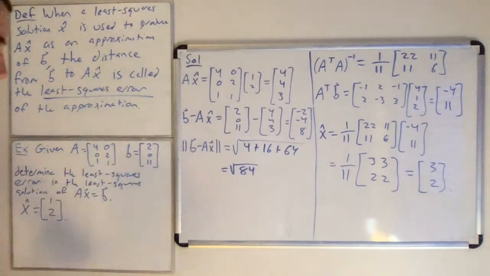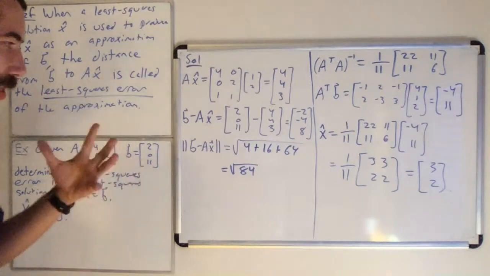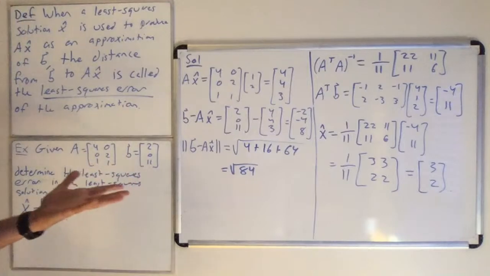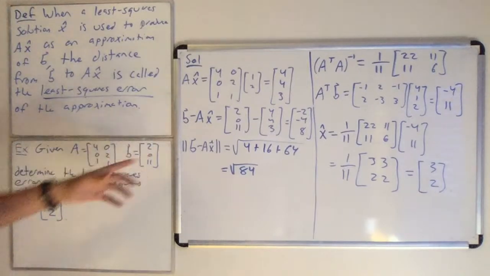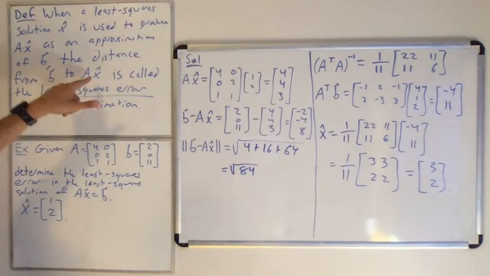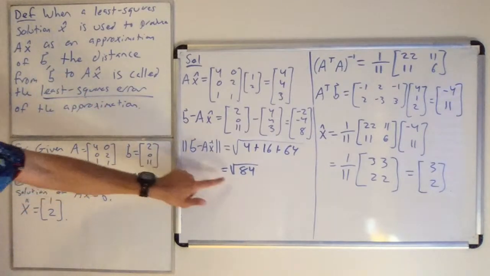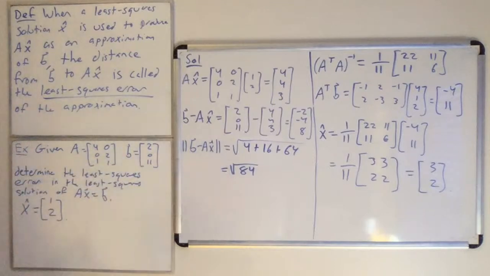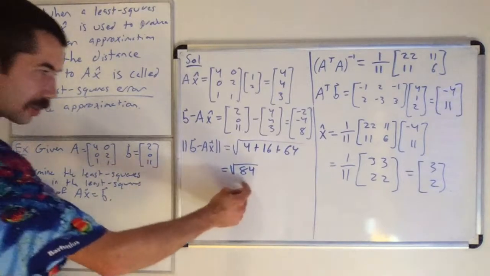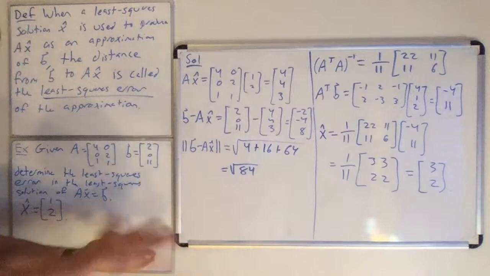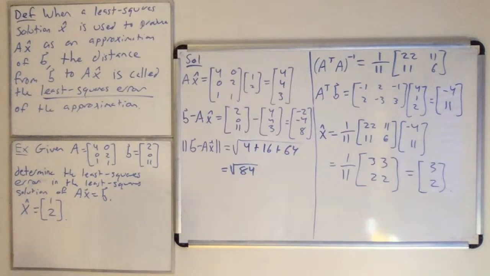So the least squares error here. So the closest, I guess, the column space of A is to the vector B is the square root of 84. So B is the square root of 84 away from the column space of A, is what this says.